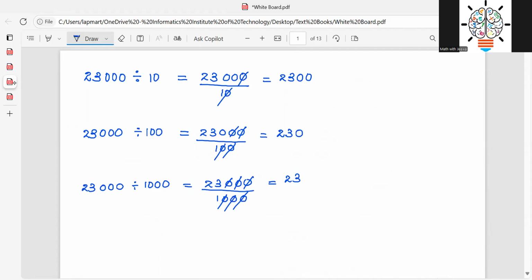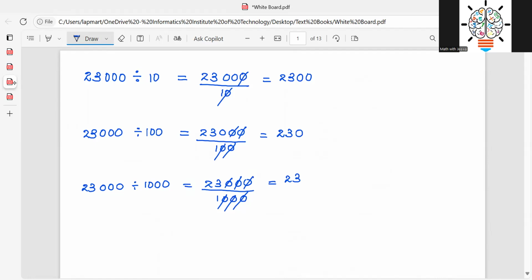23. Right? So you can see what happened. 23,000, when you divide by 10, the answer is 2,300, one zero is not there. 23,000, when you divide by 100, that becomes 230, 2 zeros are not there. 23,000, you divide by 1,000, then 3 zeros are gone, so you have 23. Okay, so this is something very interesting and very easy to understand.